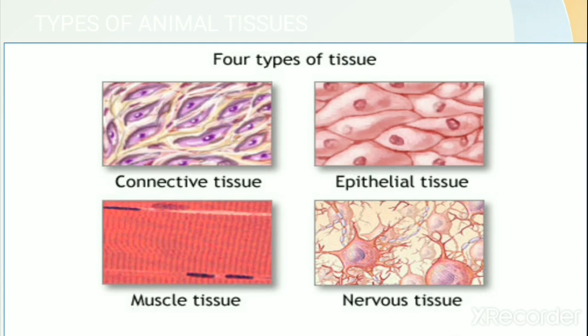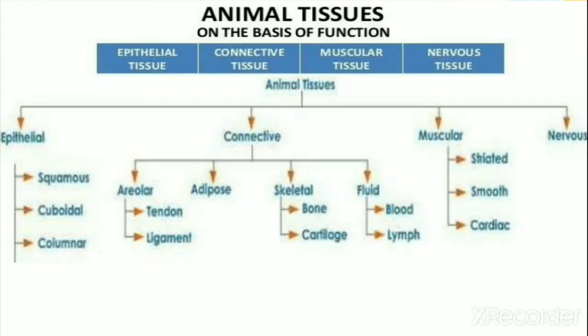So in this chapter we are going to discuss all these four types of tissues in detail, meaning what are the main differences, where they are located, what are the main functions and how they are subdivided. Okay, so let's start with the animal tissue.